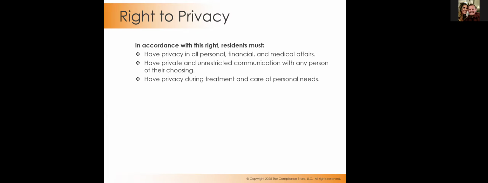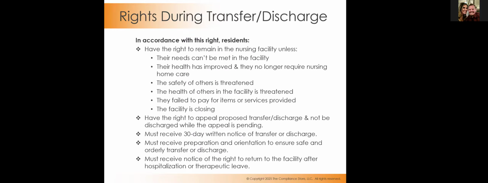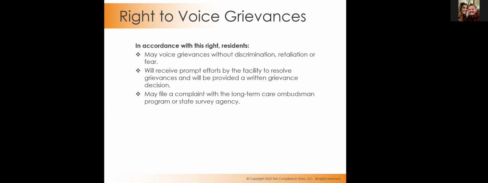Okay, we're going to go over HIPAA too when it comes to these items, during the HIPAA video. So in accordance with this right, residents have the right to remain in the nursing facility unless their needs can't be met, their health has improved, or the safety of others is threatened. And they have a right to appeal a proposed transfer. And we see all these things exactly in our policy and procedure manual.